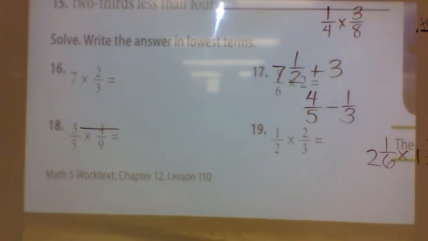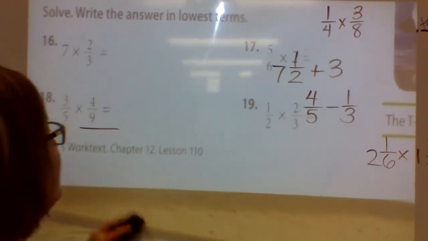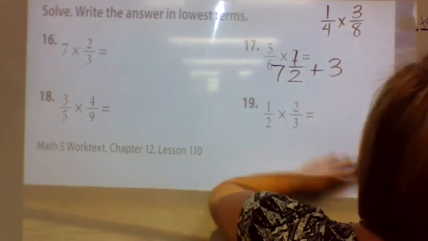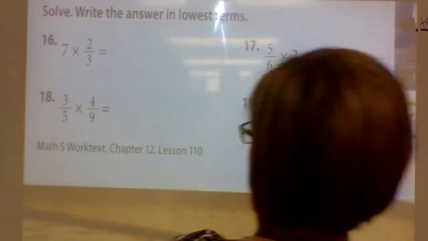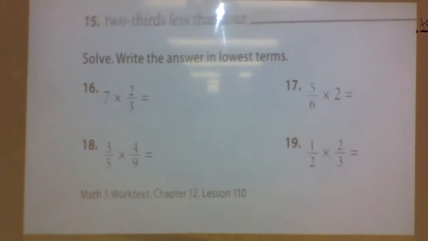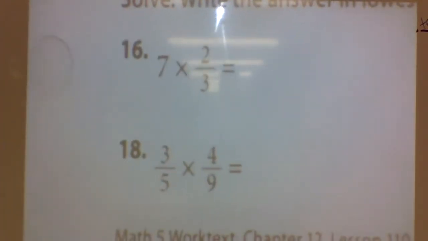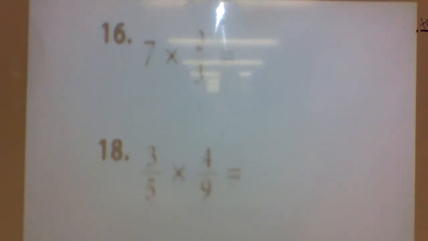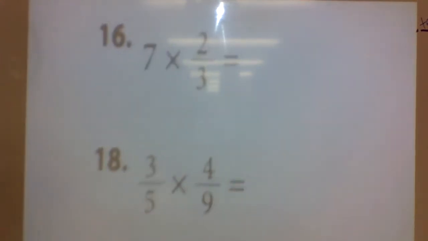Then at the very bottom, number 16 says to solve it. Now we actually have to solve it. Above, we were doing the estimating and then the expression. Now we're going to solve them. Okay, so I'm going to make it big enough so you can see it on the video. Okay, 7 times 2/3.